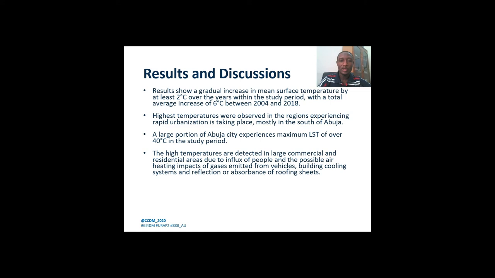Meanwhile, a large portion of Abuja City experiences maximum land surface temperature of over 14 degrees Celsius in the study period. The high temperatures are detected in large commercial and residential areas due to the influx of people and the possible air heating impacts of gases emitted from vehicles, buildings, cooling systems, and reflection absorbance of roofing sheets.